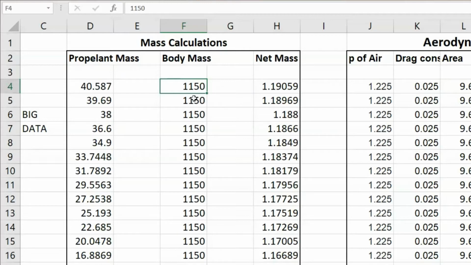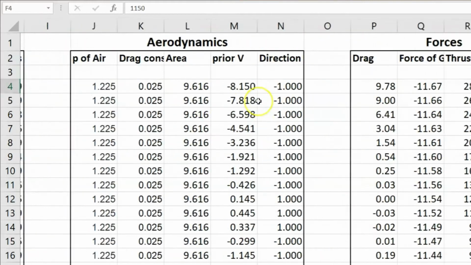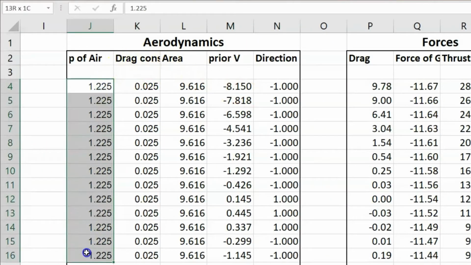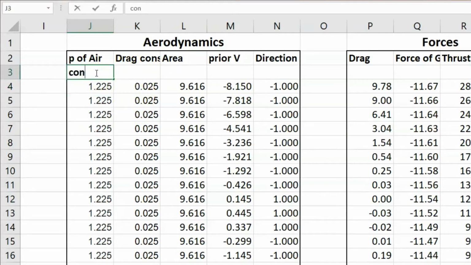On the right of that, we have our aerodynamics block. I used a fairly constant pressure of air because we're not going to be going that high, and we're also not going to be dropping that far. So I just assumed the air pressure would be about 1.225 units of pressure. And I assumed that the drag coefficient would be roughly the same, roughly 0.025. That might be a little bit of an underestimate. I might end up having to bump that up.